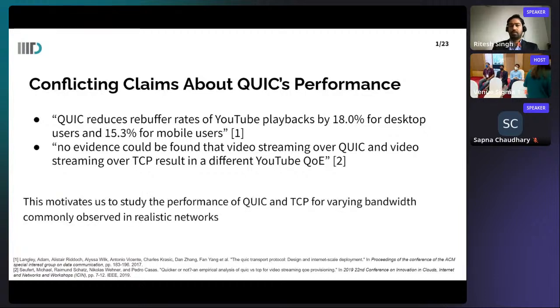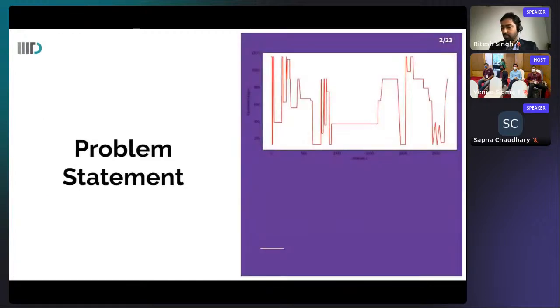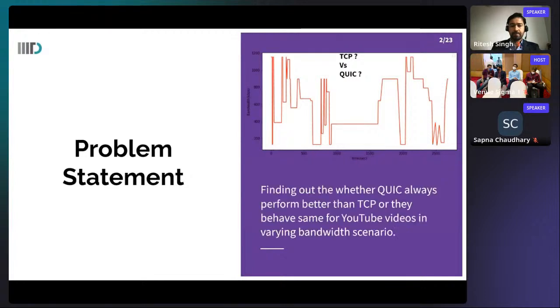Hence, this motivates us to study the performance of QUIC and TCP for varying bandwidth, which we commonly observe in the realistic environment. Here, in this plot, the x-axis is the time in seconds and the y-axis is the bandwidth in kbps, where the red lines are the variation in the bandwidth. Hence, our problem statement is finding out whether QUIC always performs better than TCP or they behave the same for YouTube videos in varying bandwidth scenarios.